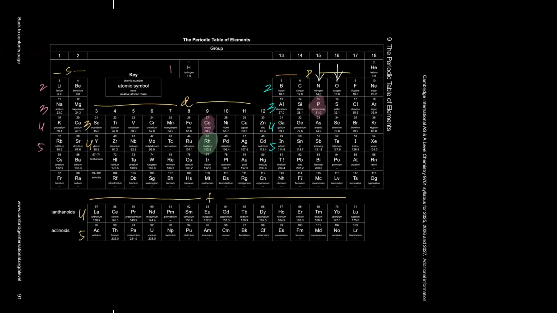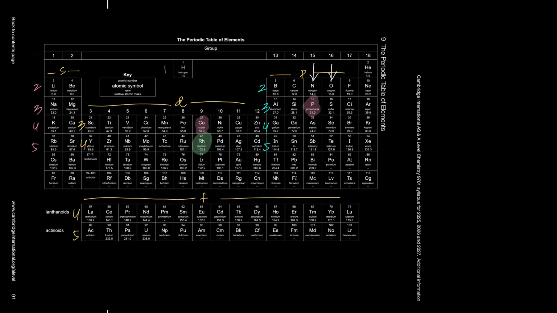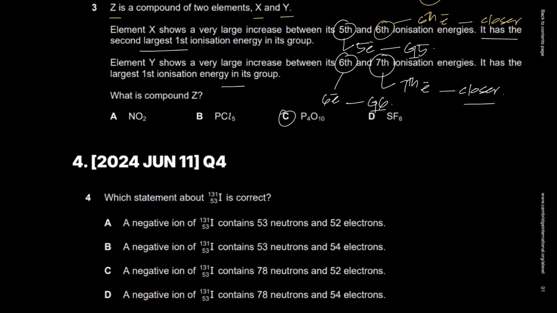in its group. So we know it's in group 16, and the largest first ionization energy is oxygen, and we know phosphorus and oxygen exist in the form of P4O10, and that's the beauty. P4O10, C is the correct option.